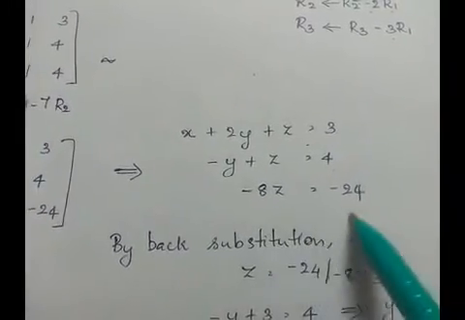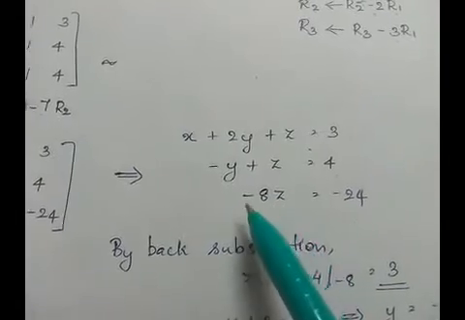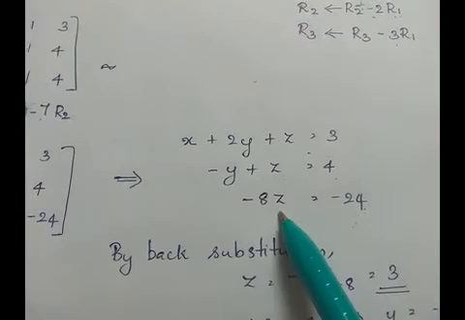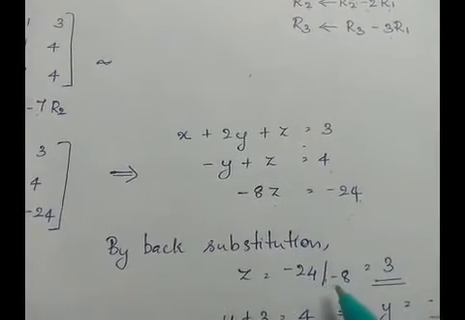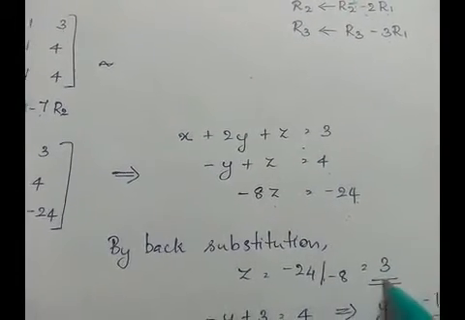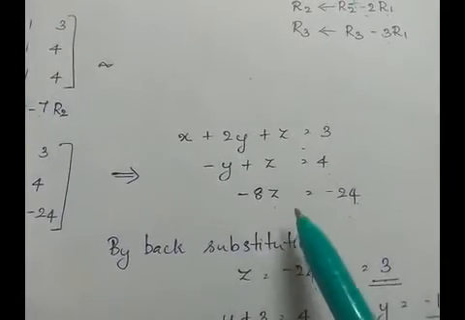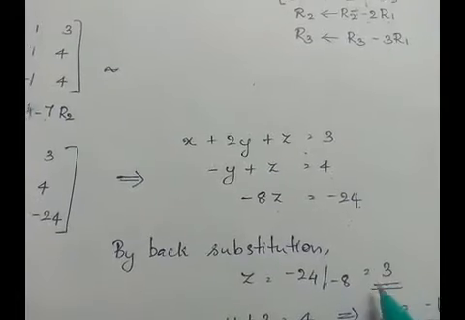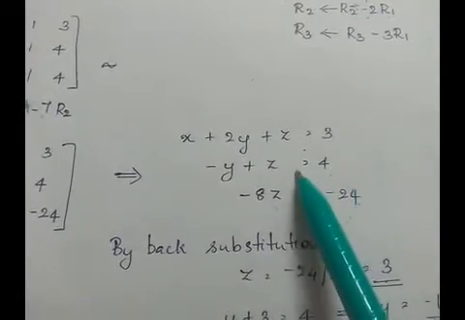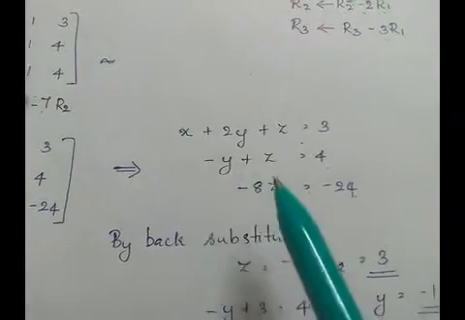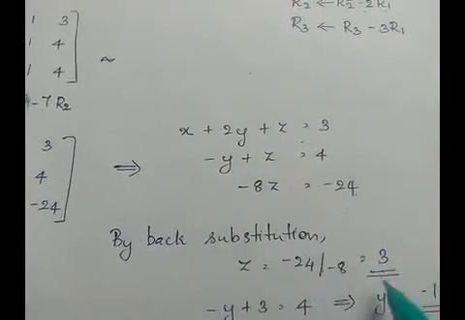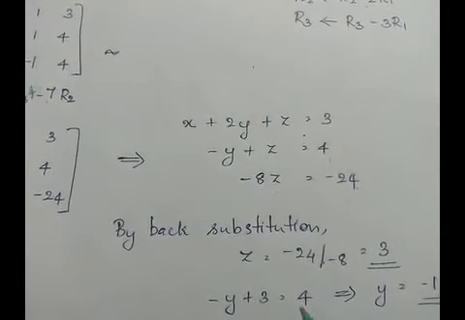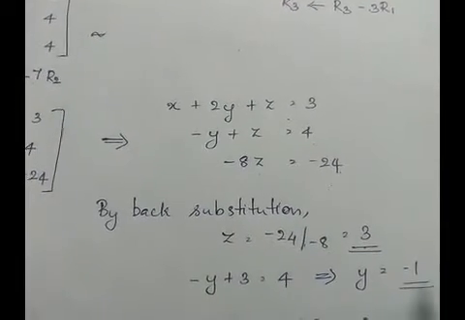So we start with the last equation. Here we have minus 8z is equal to minus 24. From that we get z. z is equal to minus 24 by minus 8, which is 3. So by the back substitution method we get the value of z first. Now applying the value of z in the second equation, we will get the value for y. So minus y plus the value of z, which is 3, so minus y plus 3 is equal to 4, which gives y equal to minus 1.